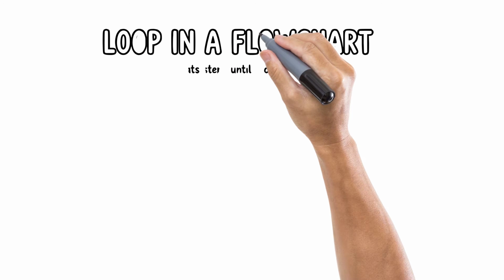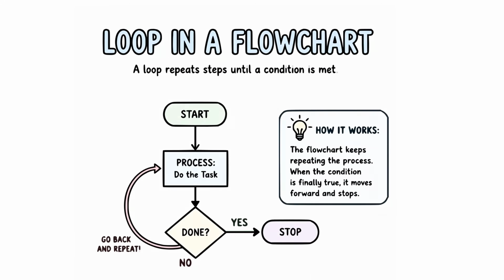Not every process moves straight forward. Sometimes a step repeats. In a flowchart, repetition is shown by drawing an arrow back to an earlier step.